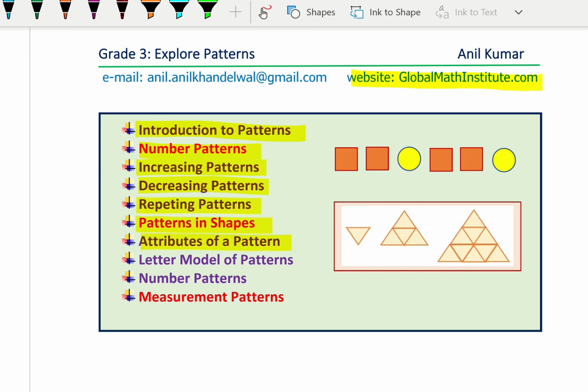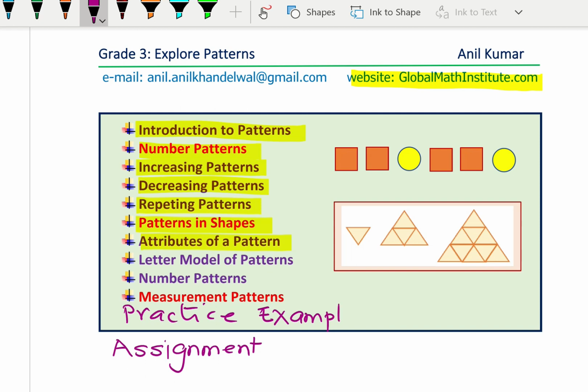So at this stage, we'll actually have an assignment and some practice test questions. And then in part 2, we'll continue further with patterns. So at this stage, we'll add here assignment. And before that, we'll have some practice examples. So let me call this as our part 1.